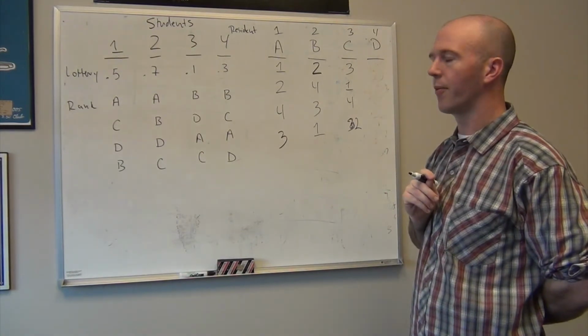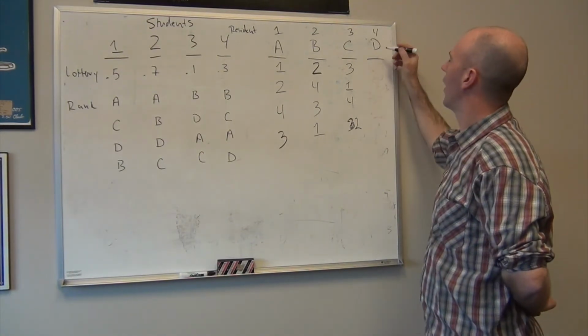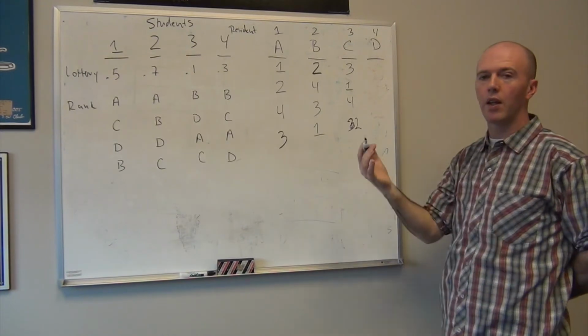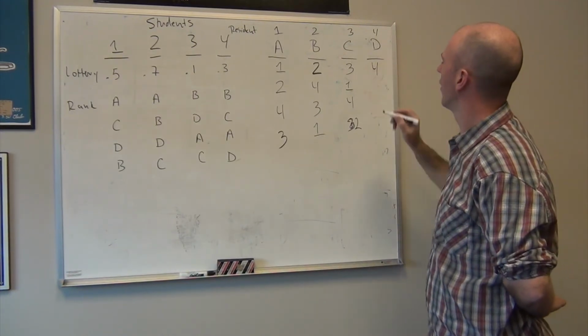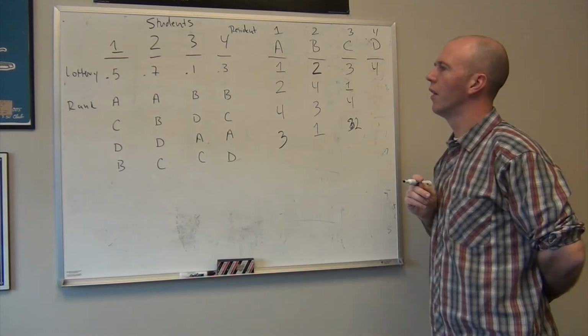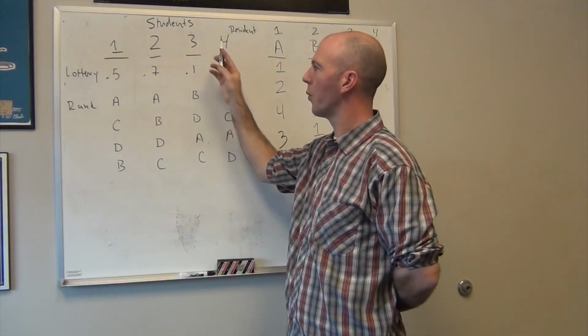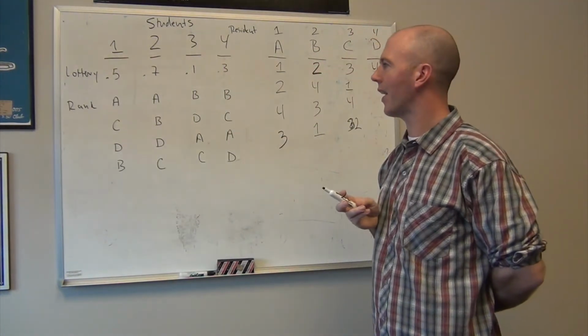2 is ranked last. Okay? Finally, we look at school D. So again, the neighborhood student is always first. D's neighborhood student is 4. So we're looking between 1, 2, and 3 and asking who ranked D the highest.